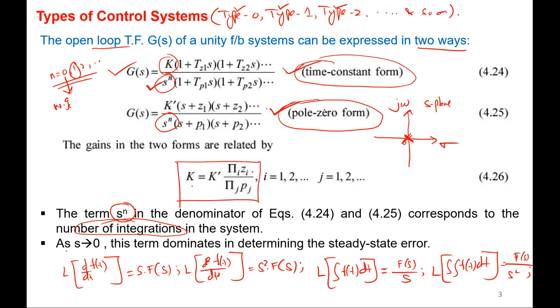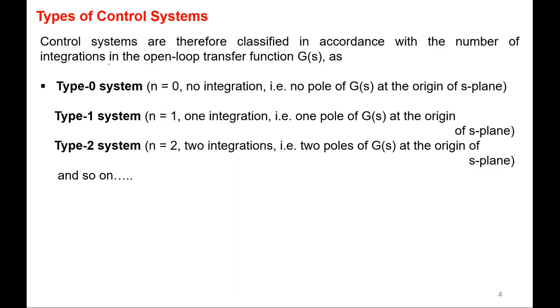And one more thing, as s tends to 0, this term in the denominator dominates in determining the steady state error, right? So based on this s power n, as s tends to 0, this is very much important in determining the steady state error of the system. Means whether the system will achieve the steady state or final value or not, that we'll see next, right?